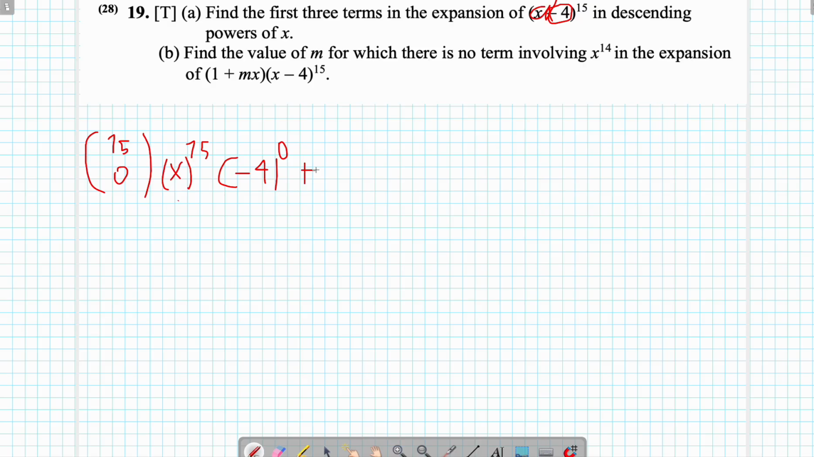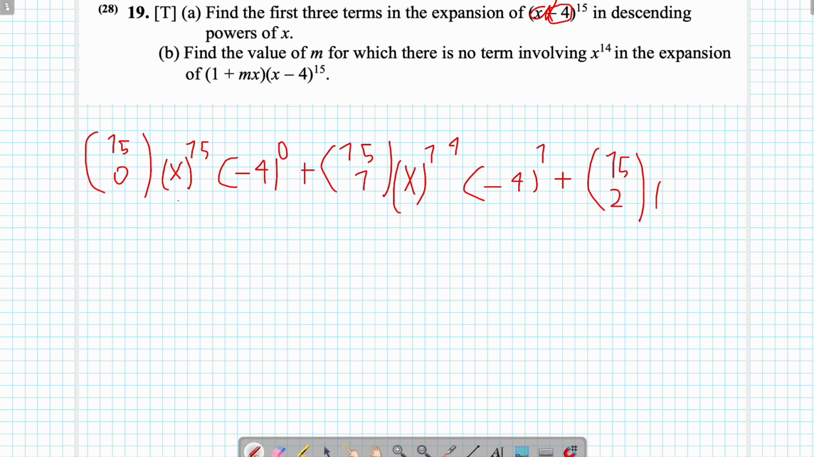Plus 15C1 x to the 14, which is 15 minus 1, times (−4)^1, plus 15C2 x to the 13 times (−4) squared.